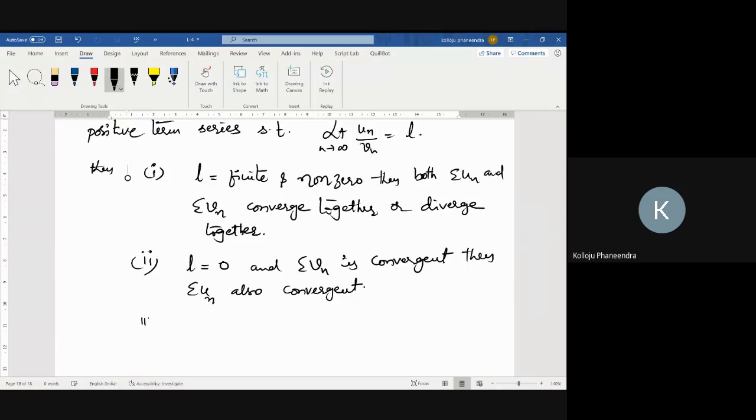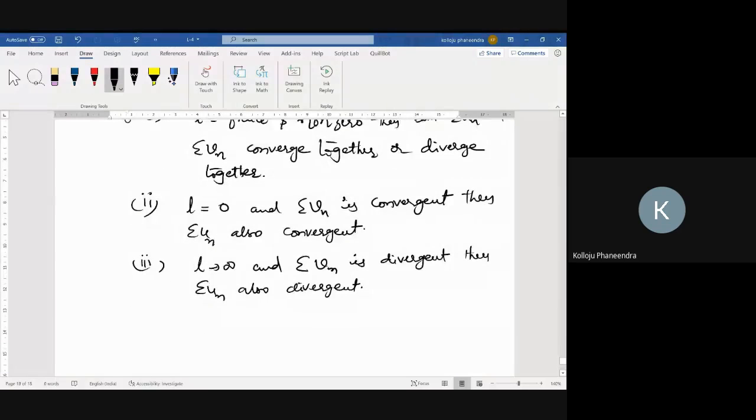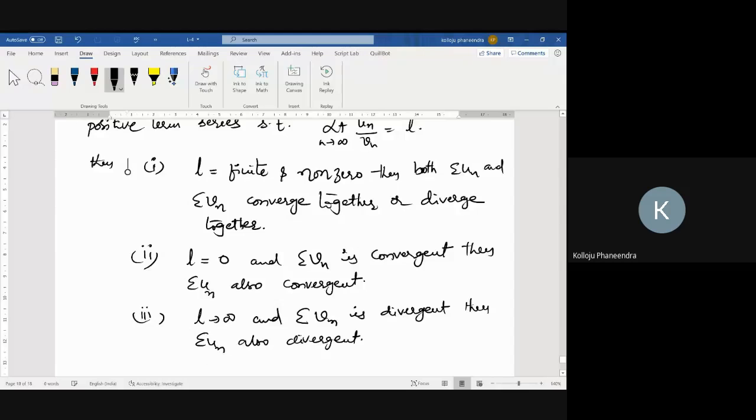Next, the third one, if the limit L is tending to infinity, the limit may be infinity also, right? Then L is tending to infinity, and another additional condition is sigma vn is divergent, then sigma un also divergent. These are the conditions for the limit comparison test.